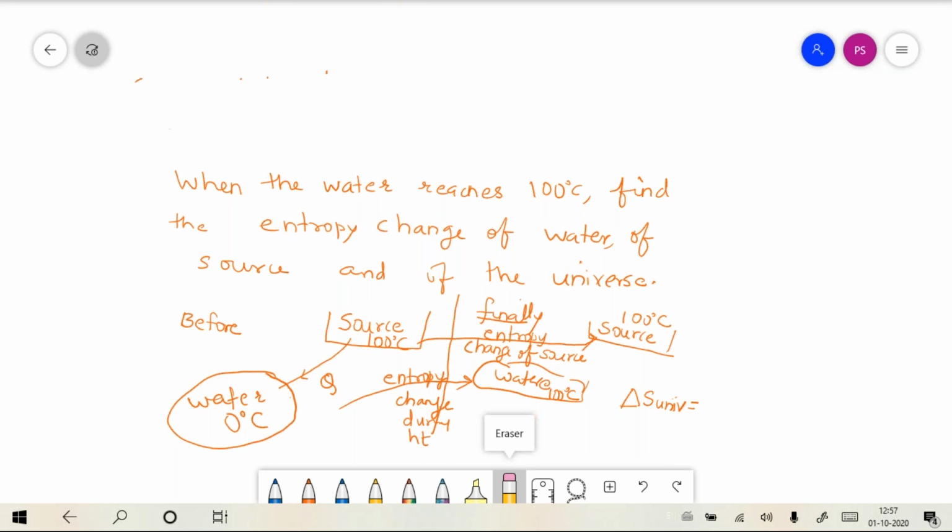During this heat transfer phenomenon, we are interested in knowing how much the entropy of the water has changed, how much the entropy of the source has changed, and how much is the entropy generation, or what is the entropy change of the universe in this process of heat transfer. Let me first calculate the entropy change of water.